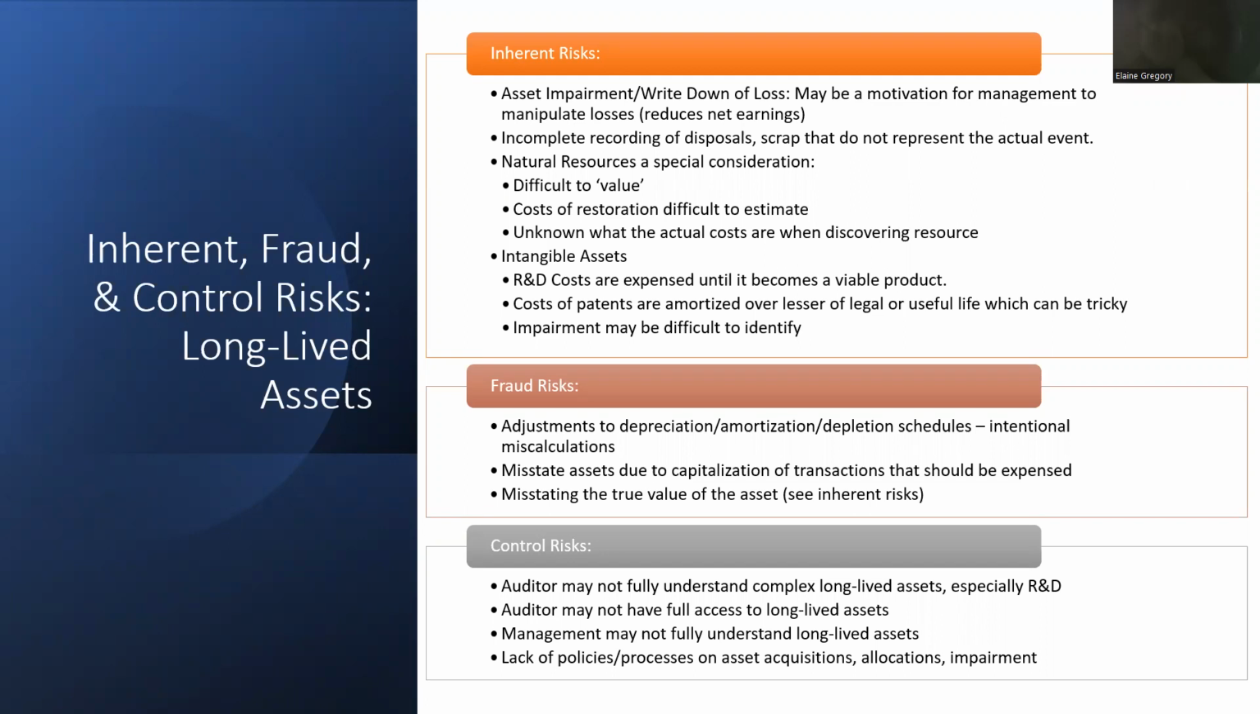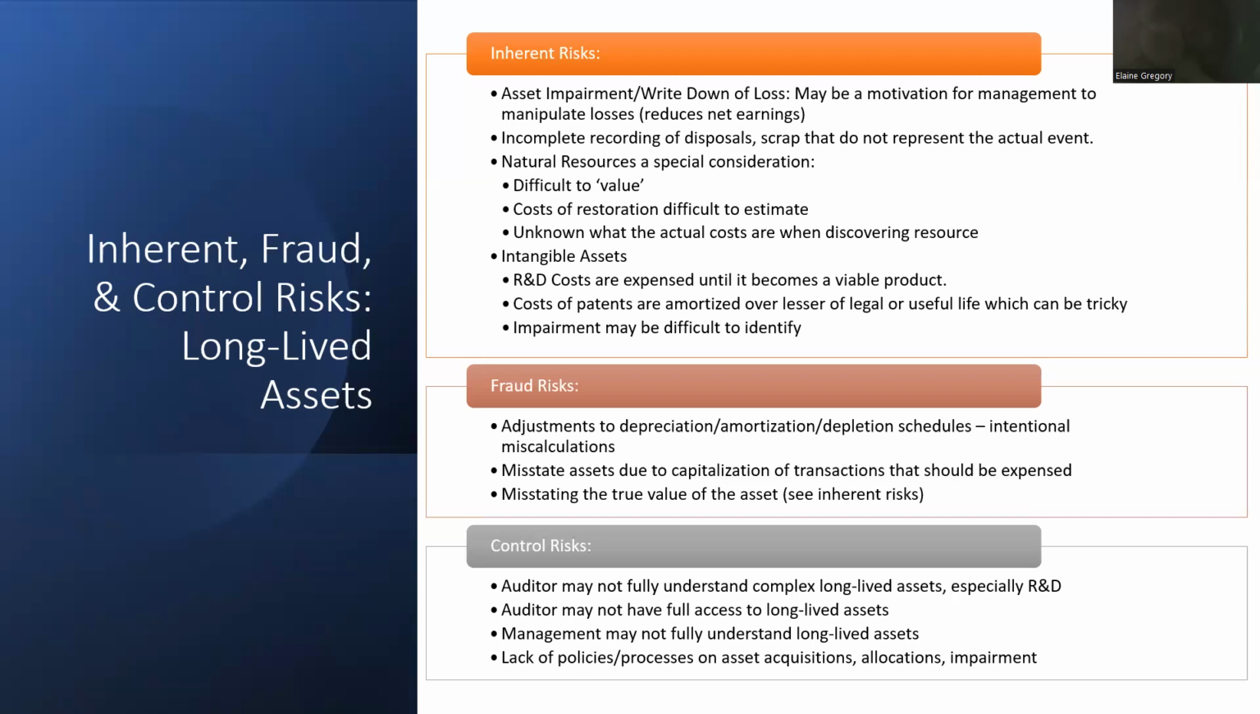When we think about natural resources, these are going to have a special challenge all to their own because it's difficult to value, whatever the buyer is willing to pay. We don't know what restoration costs are going to be and when they're going to take place. So that's a little bit difficult to look at.